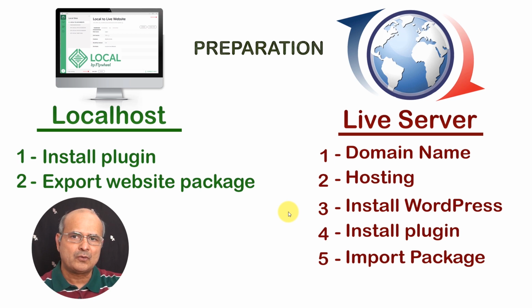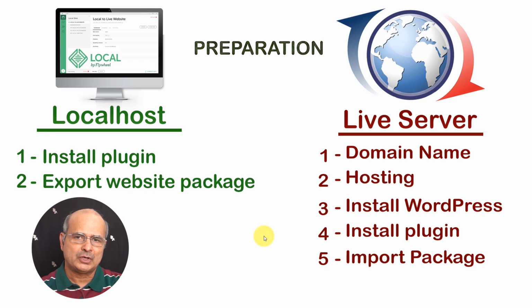After your hosting requirement is completed, we just need to install WordPress. After that, we will be installing the same plugin which we installed on the local side. And when the plugin is installed, we will import the same package which we exported previously. Now that you know the requirements to start the migration, let's dive in and start the migration process.